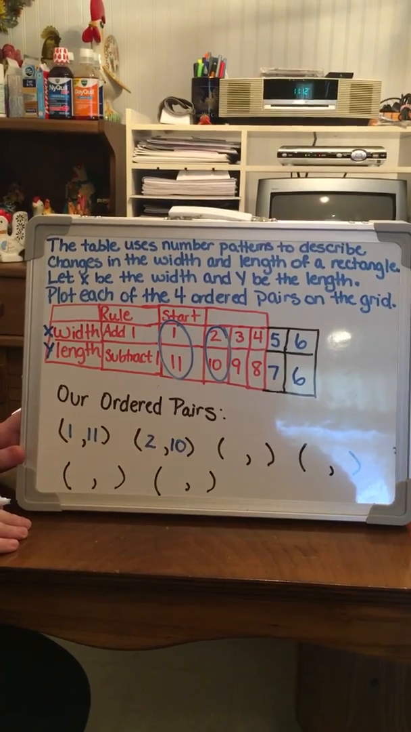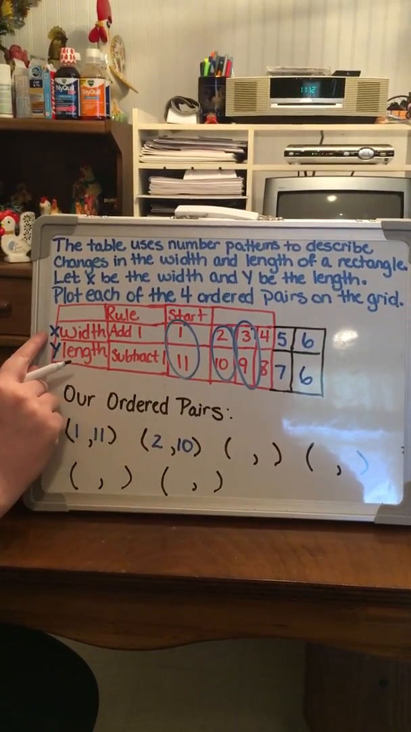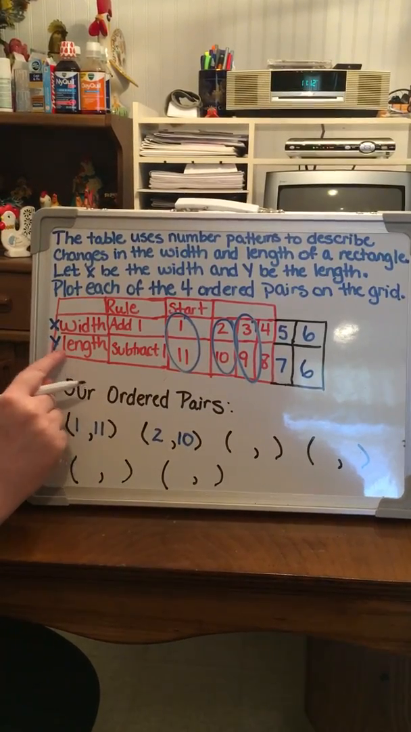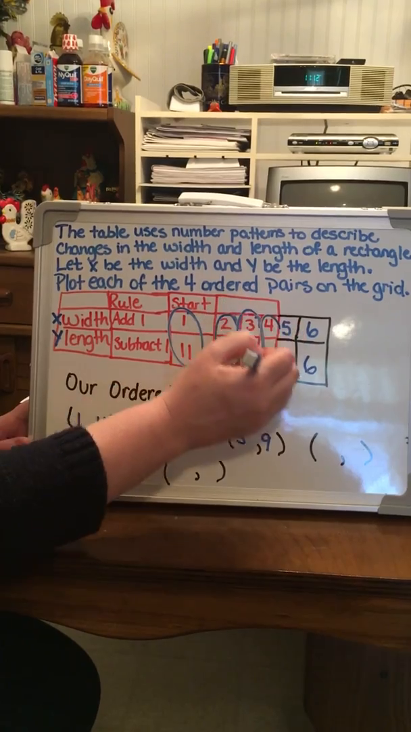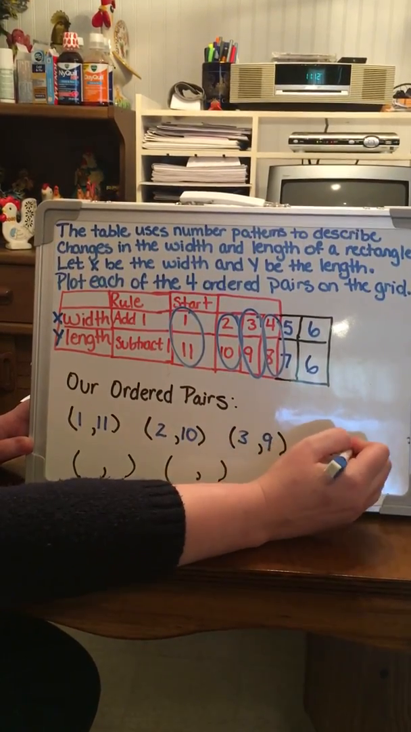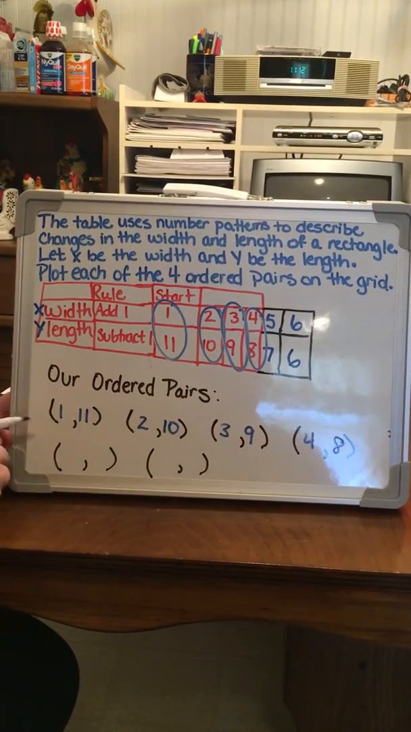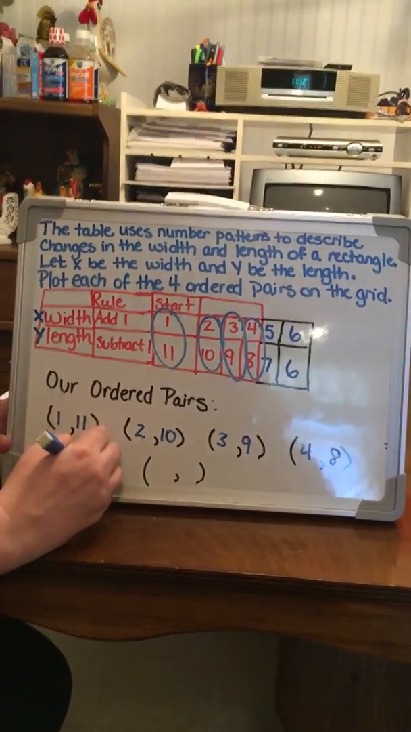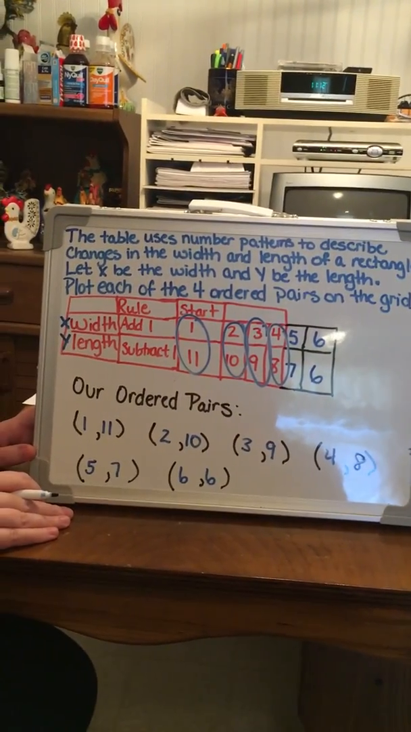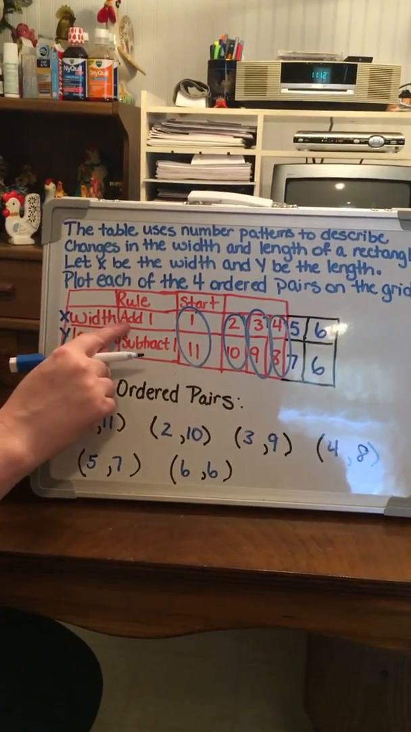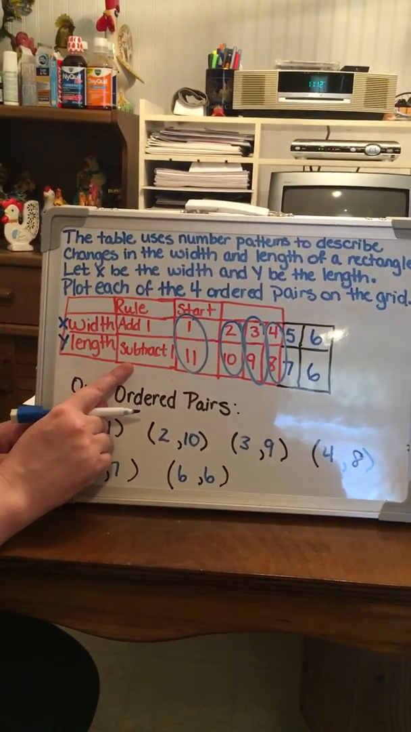Okay? The next ordered pair that we would create is 3, 9. Width, or the x coordinate, is 3. Length, or the y coordinate, is 9. Then you can create the rest of them. We have 4, 8. And then we can also create these 2 from the ones that we added on as we went through it. 5, 7, and 6, 6. We could really do this for any combination of numbers as long as you're adding 1 for the width and subtracting 1 for the length.